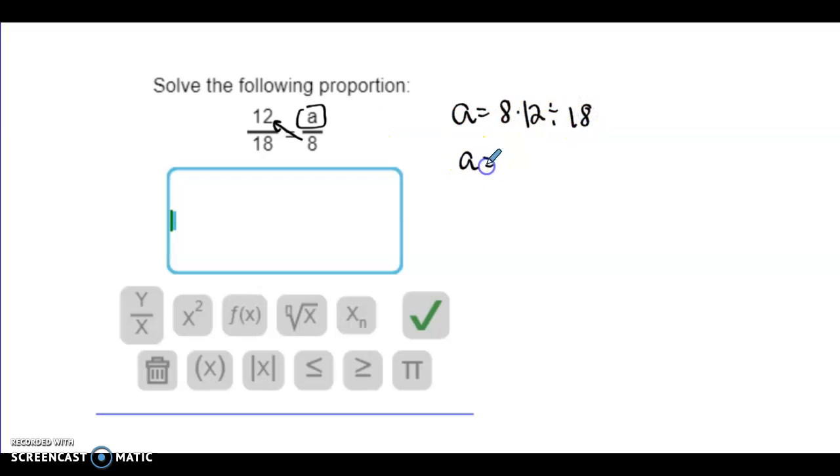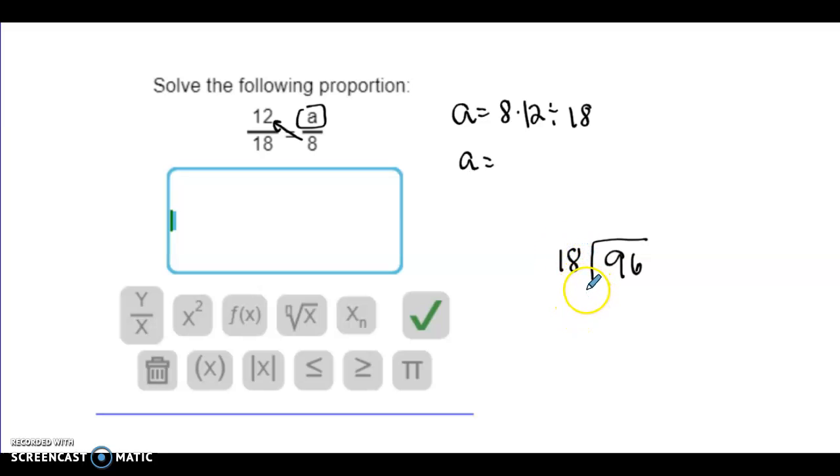Okay, I'm going to go to my calculator and I'm going to enter that. 8 times 12 divided by 18, and I get a solution. Oh, that didn't work. 8 times 12 divided by 18. Okay, I get a decimal. That doesn't seem right because I get 96. I'm going to do it paper pencil because it doesn't say round or anything. I should have a whole number answer.